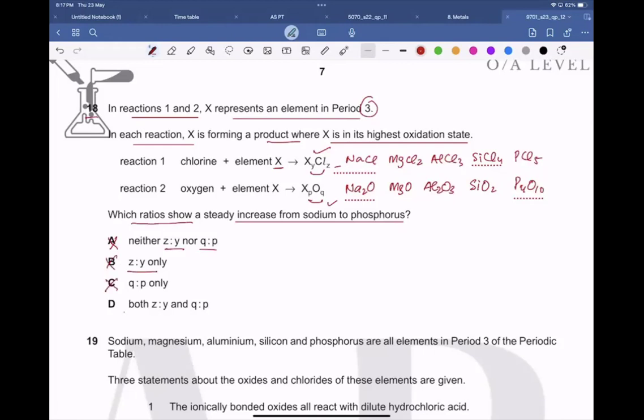So all three first options A, B, and C go wrong, and D is the correct answer, because here Z is to Y is showing the increase from sodium to phosphorus, and in the same way Q is to P is also showing the increase from sodium to phosphorus. Is this understandable to all of you?